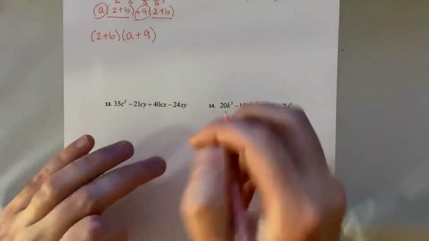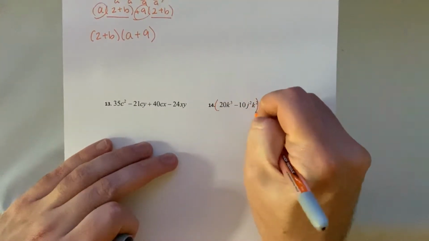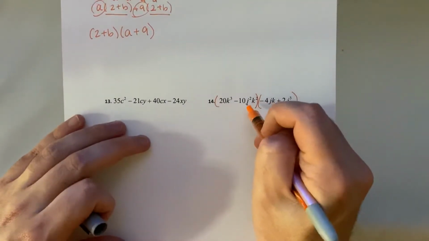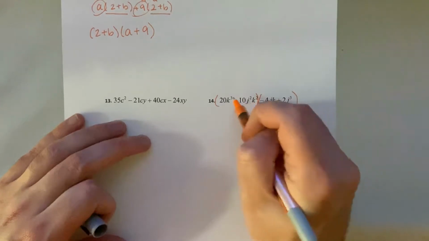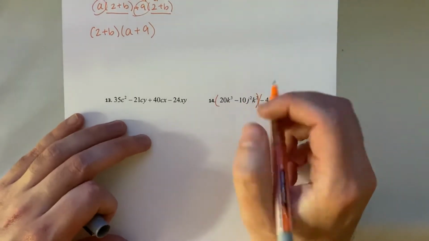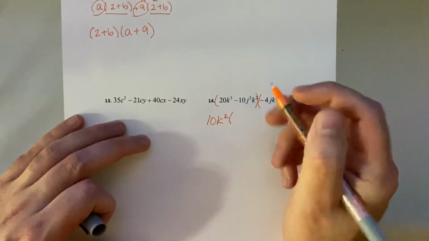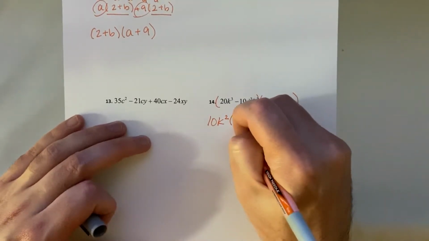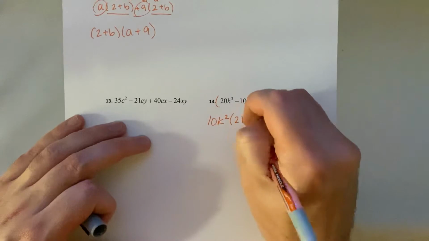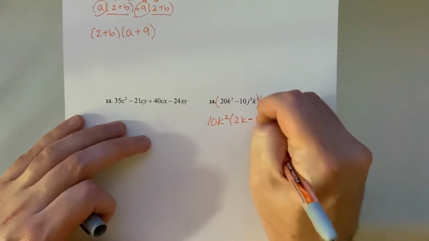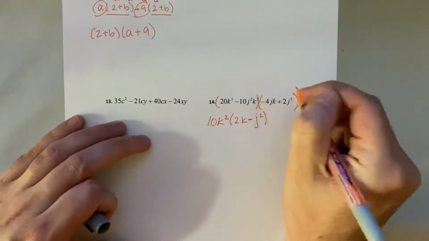So in 14, again, let's group. The sign always goes to the third term, so make sure you take it with it. 20k squared and 10j squared, or 20k cubed and 10j squared k squared. Share a 10 and a k squared, leaving us with 2k minus j squared. The second set.